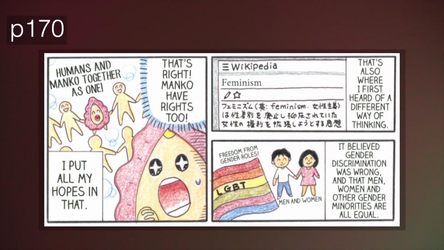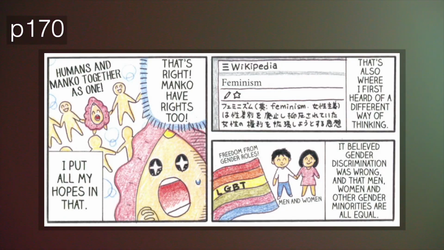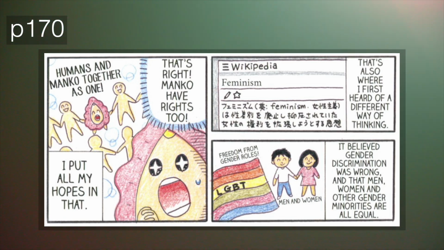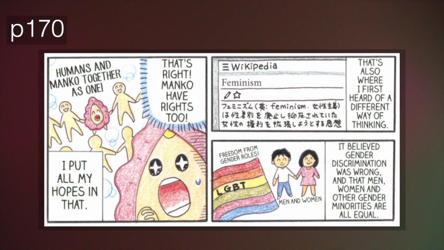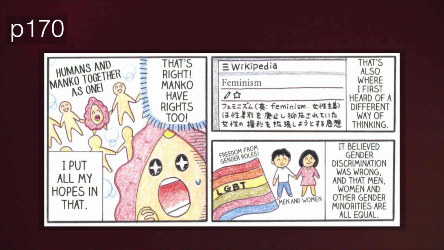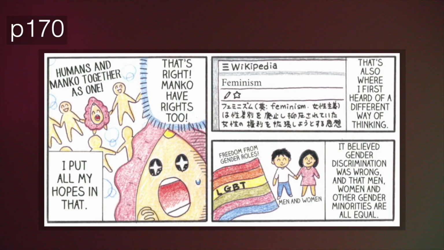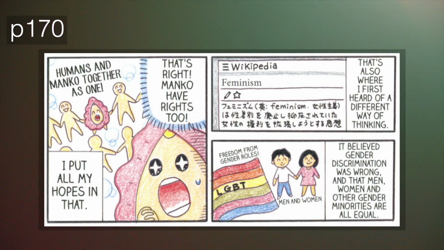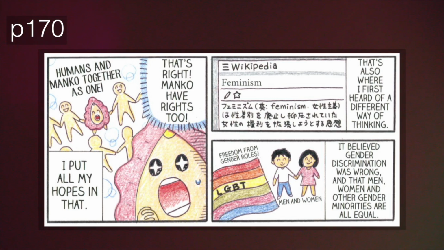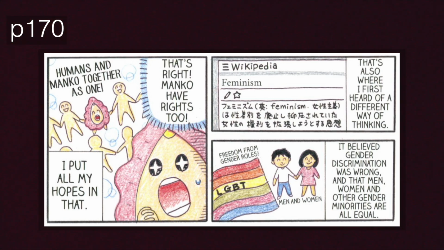She says that she looks up on Wikipedia this notion of feminism. She says, that's also where I first heard of a different way of thinking. That feminism is a different way of thinking. Brilliant. She goes on. It believed gender discrimination was wrong and that men and women and other gender minorities are all equal. That's right. Manko have rights too. I put all my hopes in that.